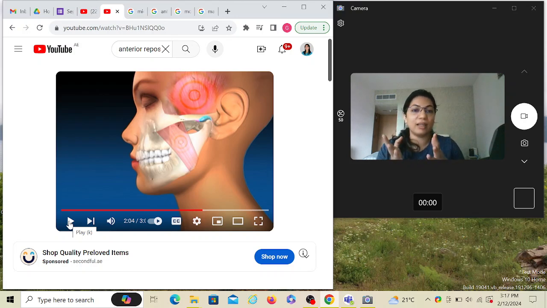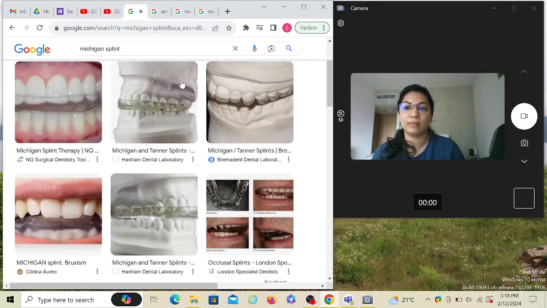Now in this scenario, you will give something that will prevent the teeth from coming into contact prematurely, or prevent the teeth from coming in contact at all. So you will fabricate a splint, a thick splint. It's called a Michigan splint, and I'm going to show you how it looks. So this is a Michigan splint.